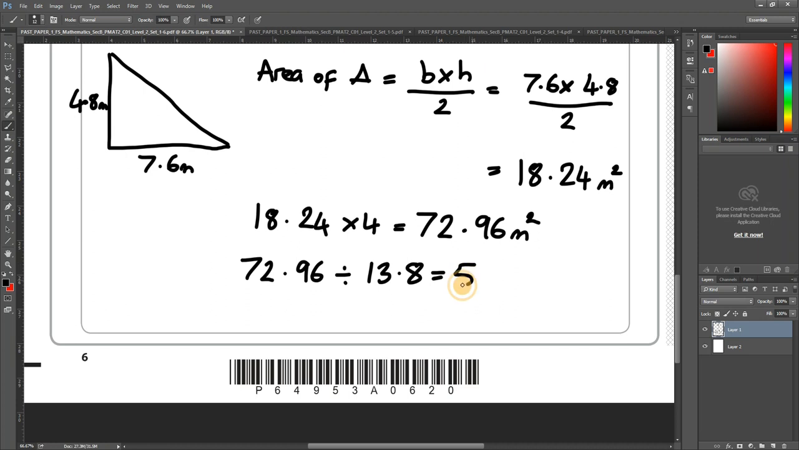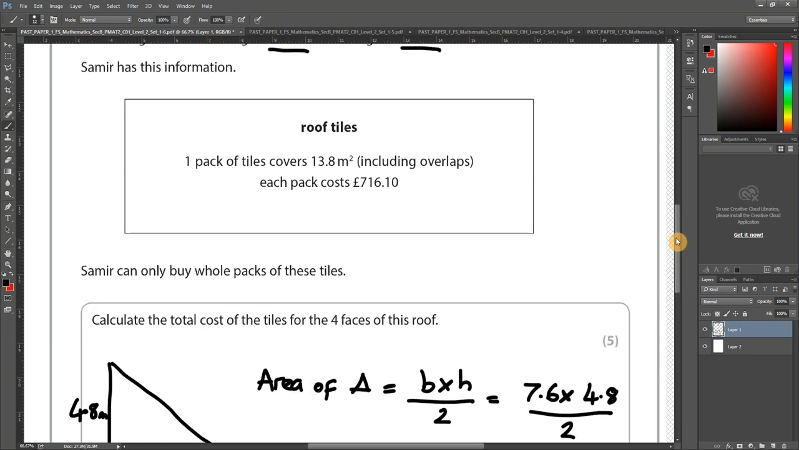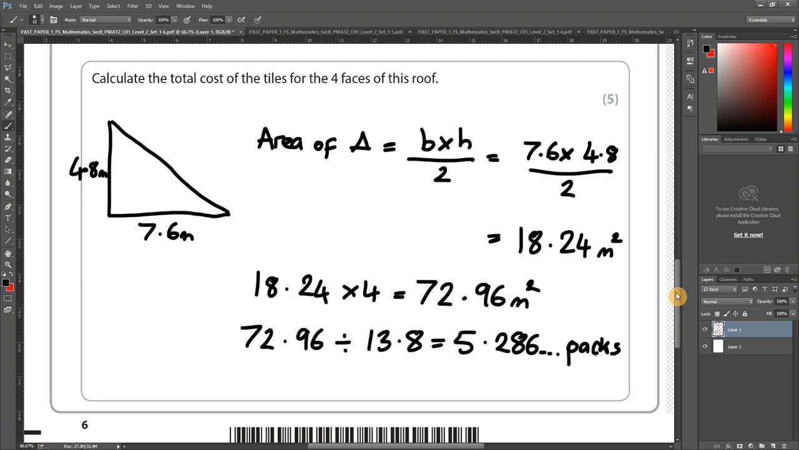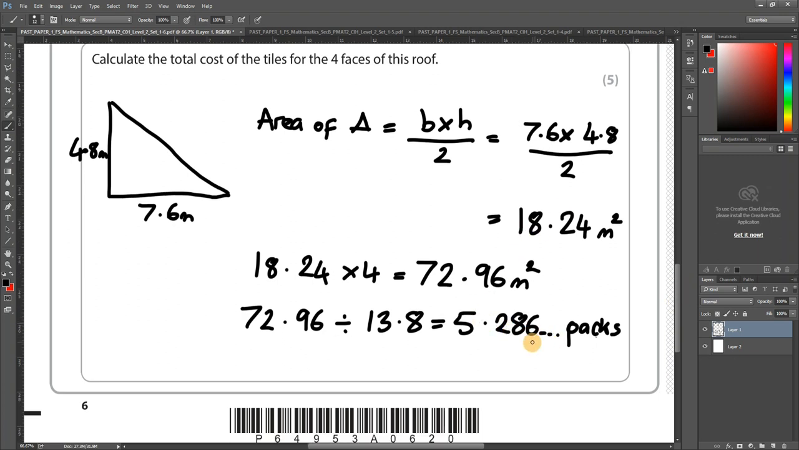So it's come up as 5.286 and so on. That's going to be number of, not tiles, sorry, that's going to be packs, isn't it? That's going to be packs. I'm going to label it. That's how many packs he needs. And so he can only buy whole packs. So obviously he can't go into the store and buy 0.286 of a pack. So technically he needs six packs. Again, you know, five packs is not going to be enough. So definitely six packs needed. I'm going to write. Okay, that's very important.